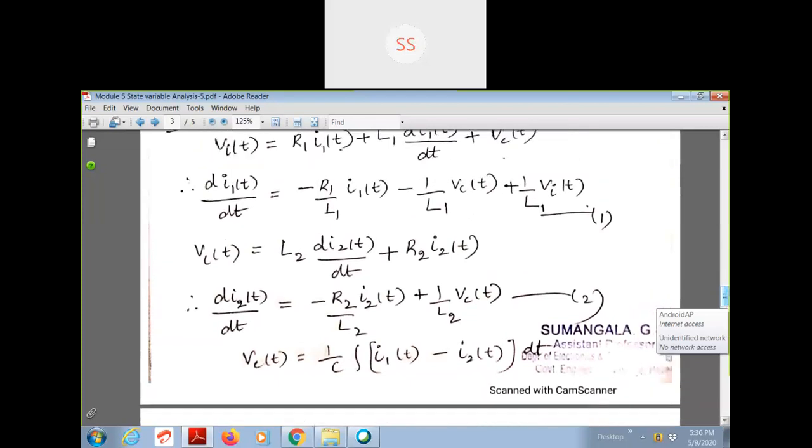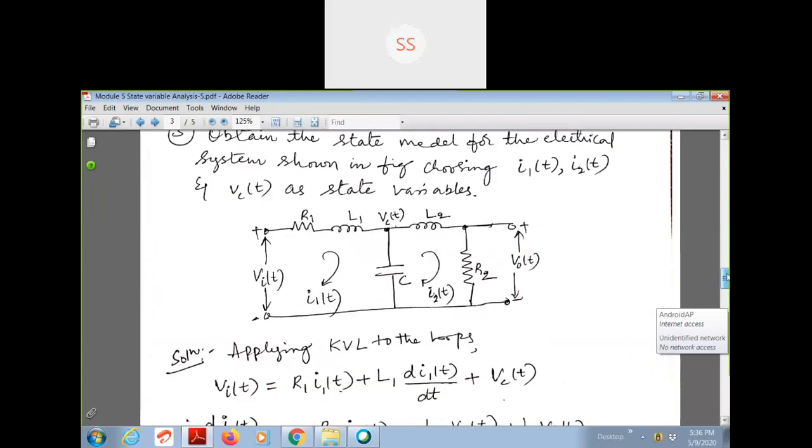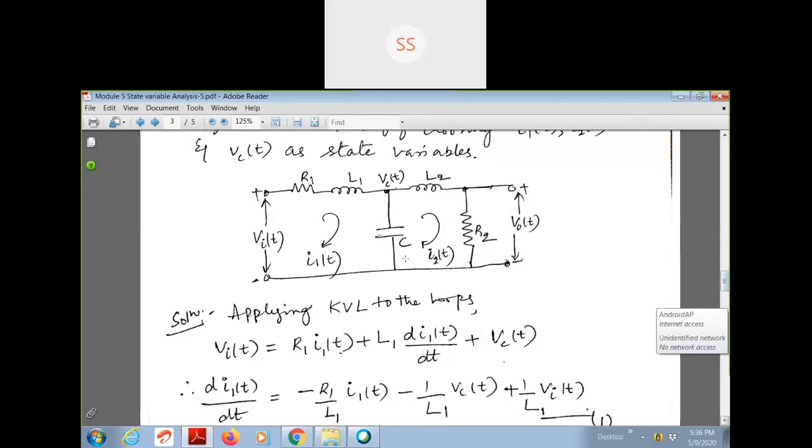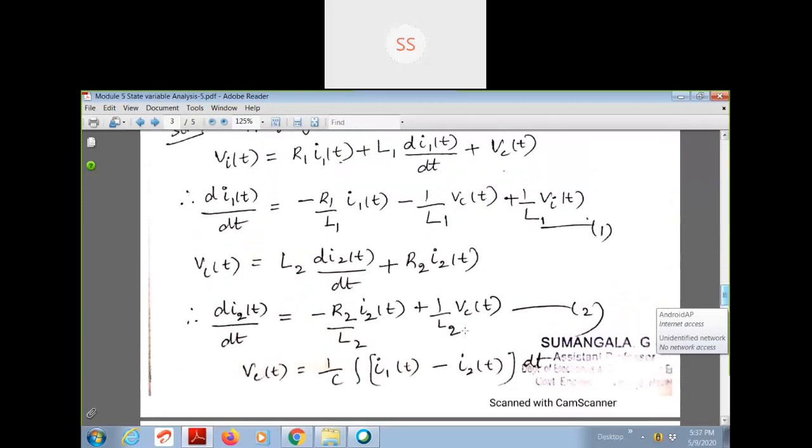Now consider the second loop. So for the second loop, Vc of t acts as the input, and that is equal to, just look at the loop, L2 into di2 by dt plus R2 into I2. This entire Vc acts as an input to the second loop. That's why it is written in the KVL as Vc of t equal to L2 into d by dt of I2 of t plus R2 into I2 of t.